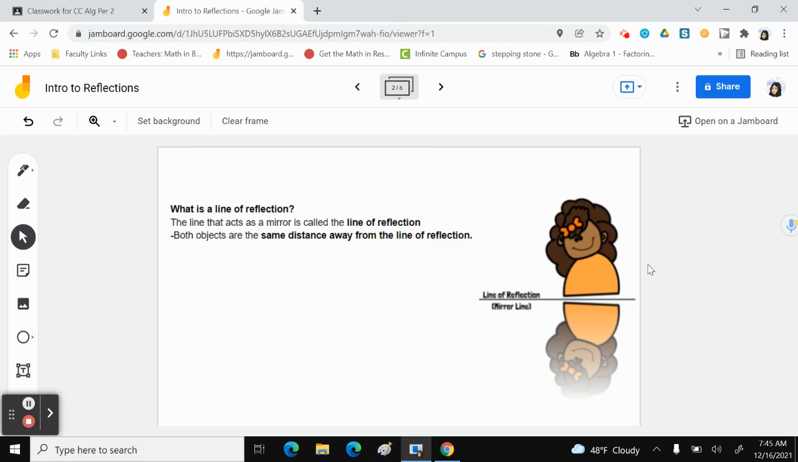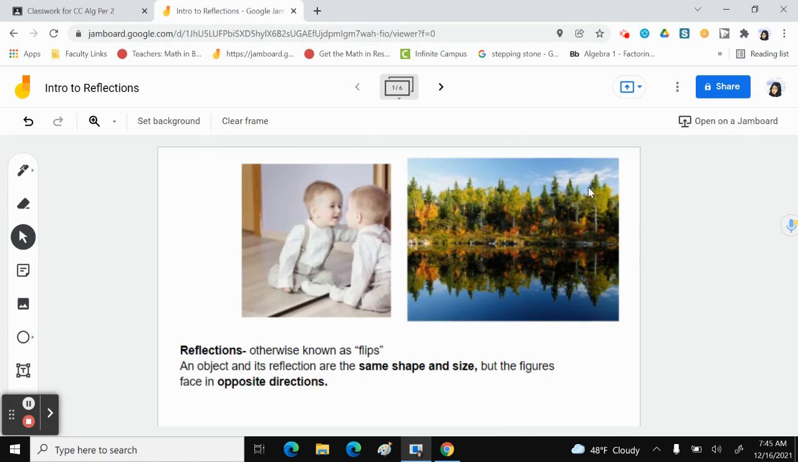So what is a line of reflection? The line that acts as a mirror is called the line of reflection. And both objects are going to be the same distance away from the line of reflection. So if we look back at these examples, this would be the line of reflection right here. This tree is a certain distance from the line of reflection, and this tree is a certain distance from the line of reflection. If I look at this baby, the mirror would be the line of reflection, and the distance from him to the mirror here and back is the same.